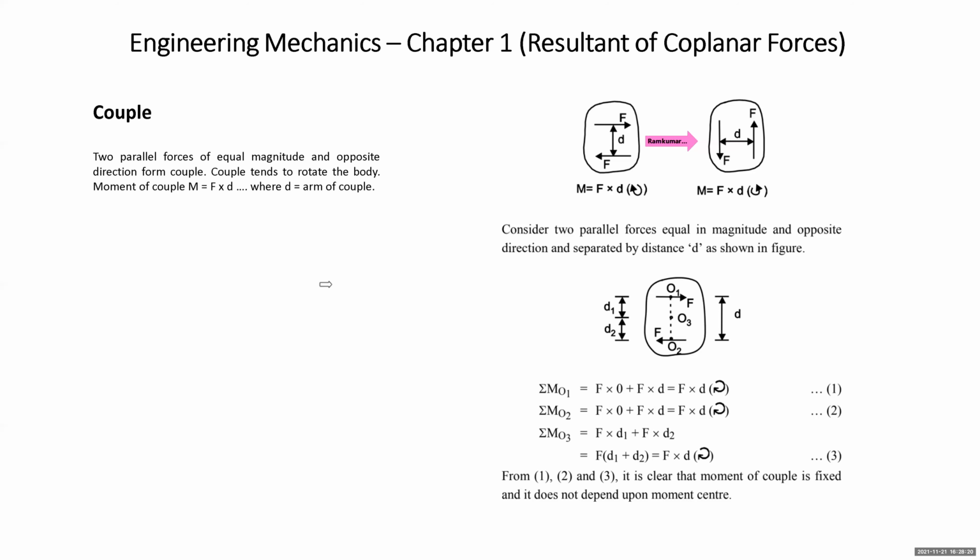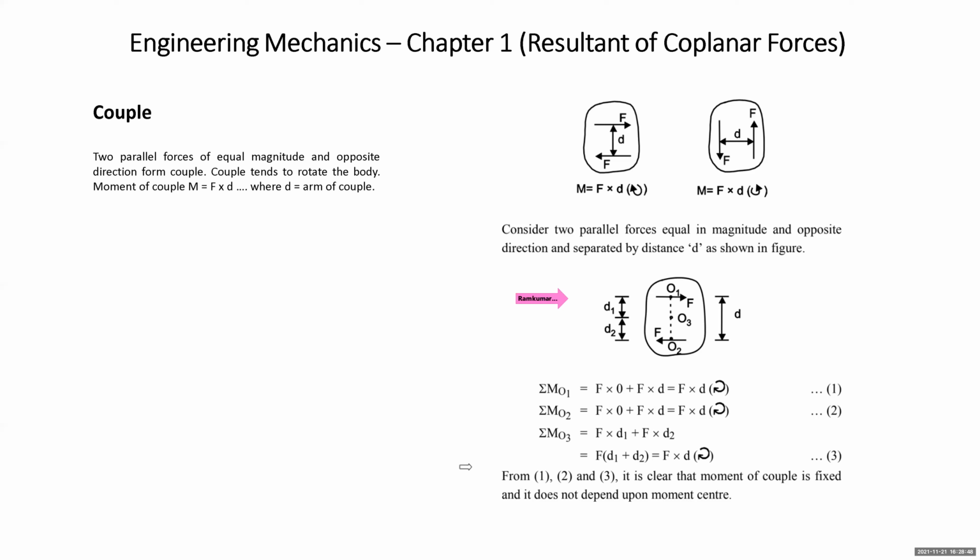All right. Now, we will have some other theoretical concept where we'll prove that the moment of the couple is fixed. It does not depend upon the moment center. We can say that it's a free vector. Here I have taken a body on which two forces are applied, forming a couple. One is F above towards right, passing through point O1. Another F to the left, passing through point O2. They are separated by distance D.